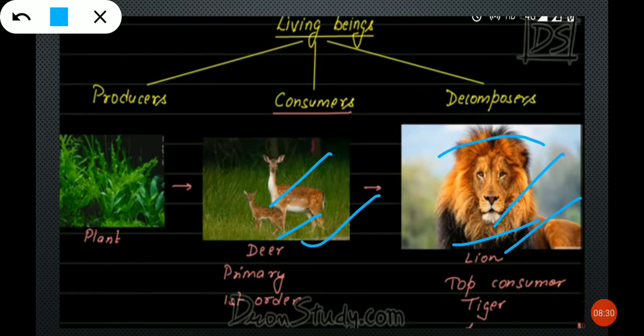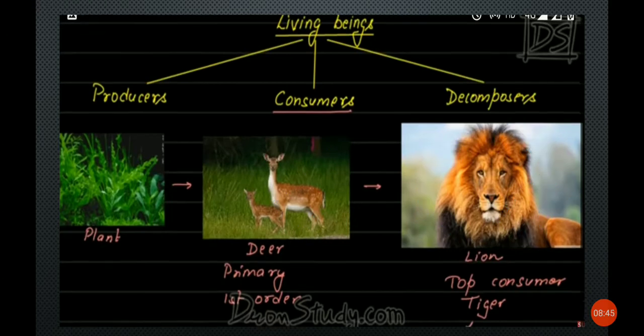Why are we calling it a top consumer? Because there is no organism which can eat the lion. On the top of this there is no consumer. That is the reason this is the topmost. Okay, fine. Let's move forward.